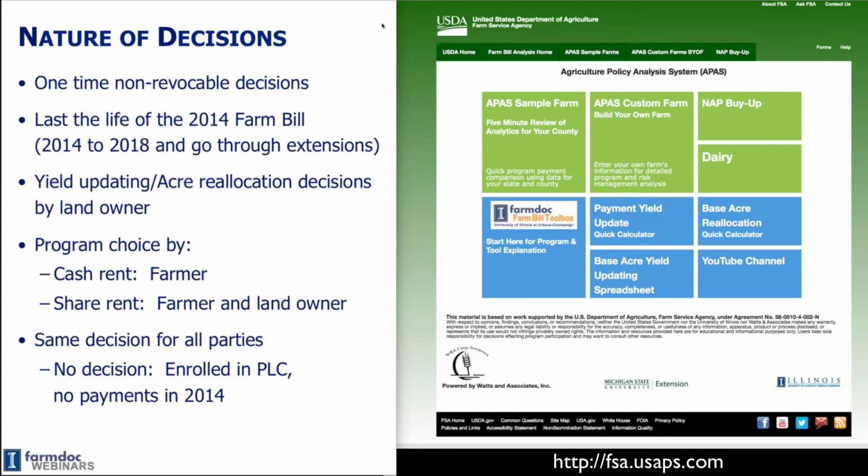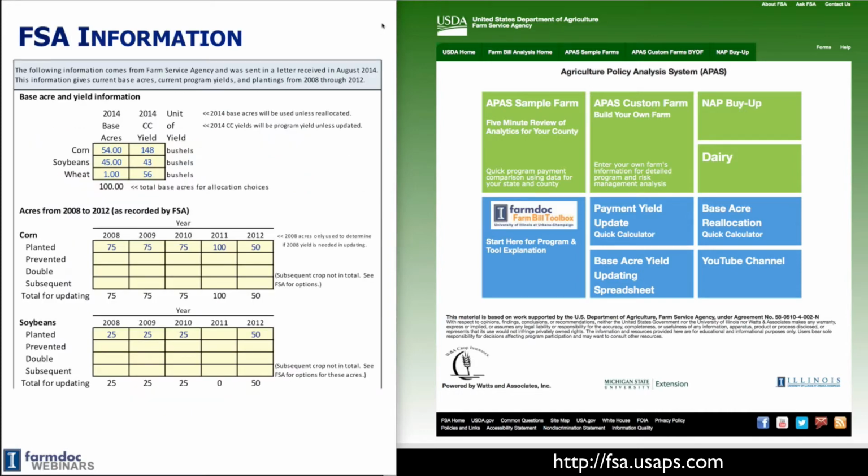That's different than the base acre decision. If you're going to reallocate, you're reallocating across all program crops using those planted acre numbers that FSA provided. So now we've talked about those three decisions: acre reallocation, yield updating, and program choice. We're going to go through those decisions in a bit more detail and provide you the background on it, and maybe suggestions for making those decisions.